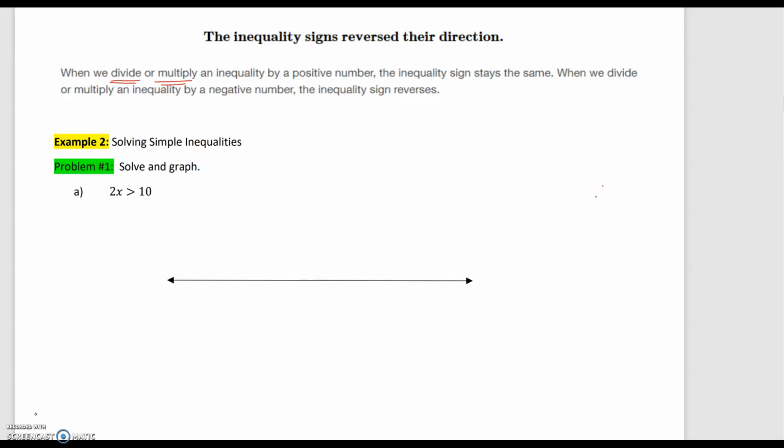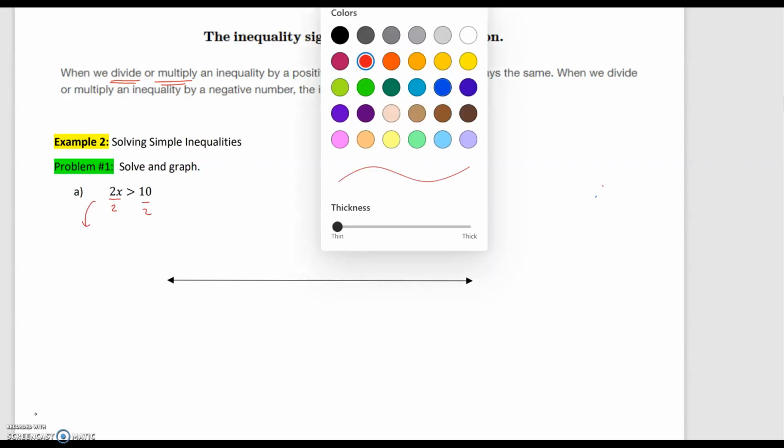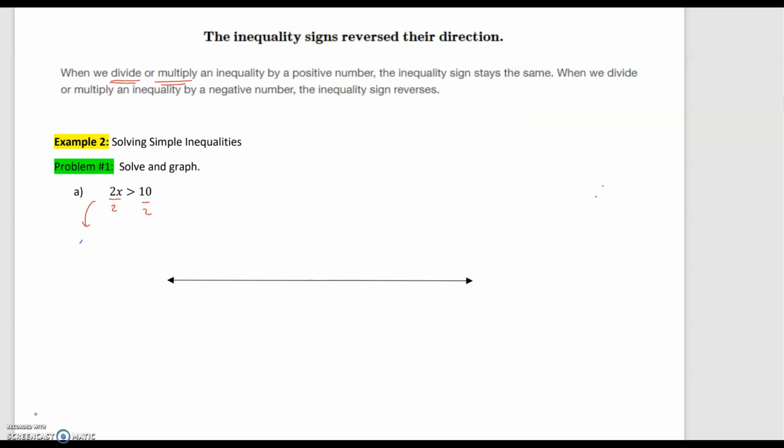Now, on problem 1, you simply have 2x is greater than 10. So we're going to divide by 2 and by 2. And in this situation, we end up with x is greater than, well, technically 5, which happens to be our solution. Notice that we divided by a positive 2, so there's no switching of the sign. So we just end up with the value of 5.